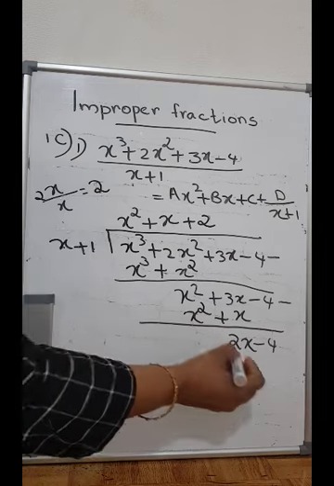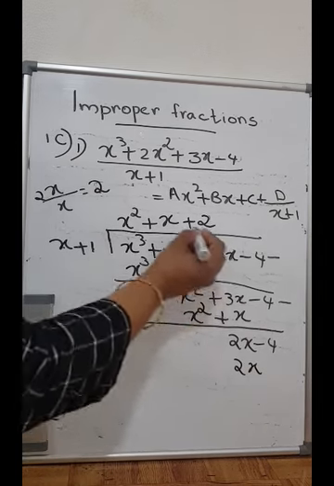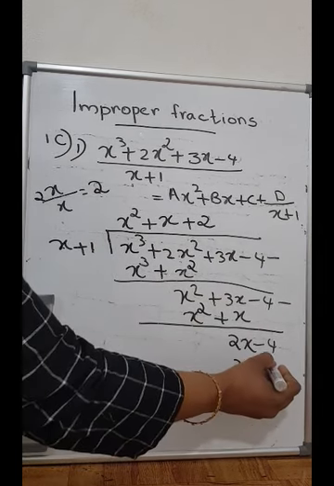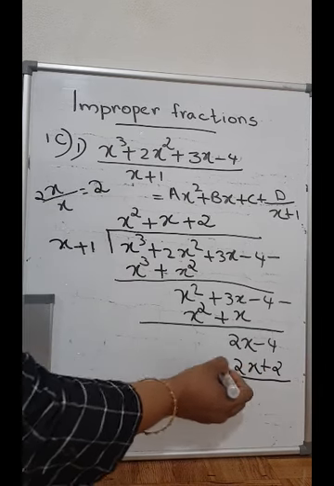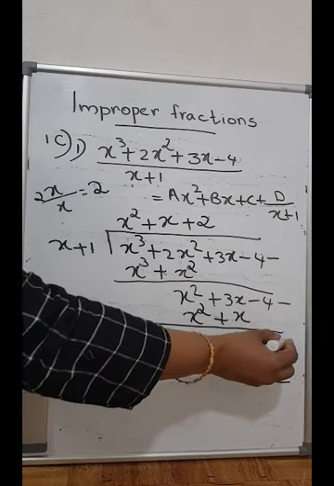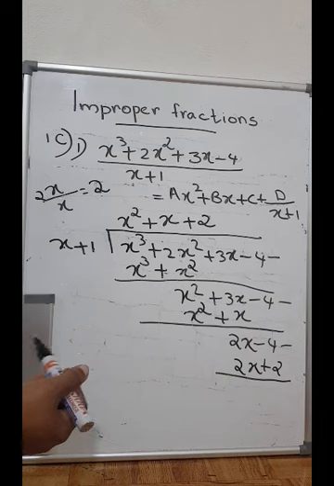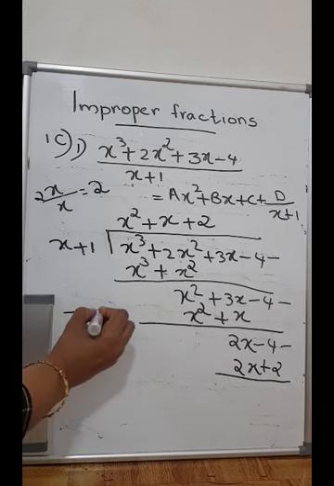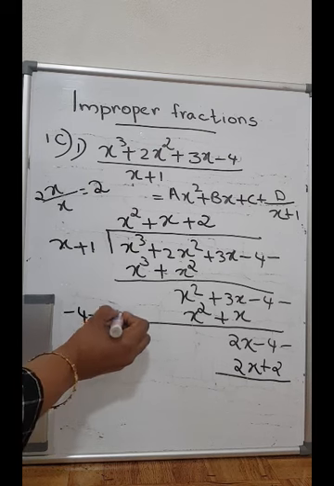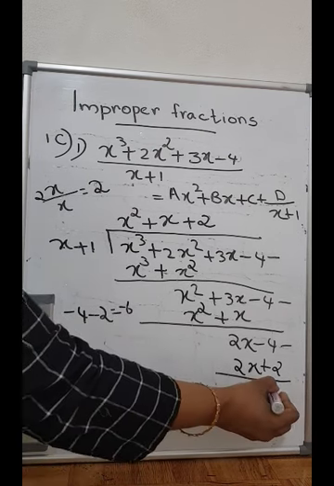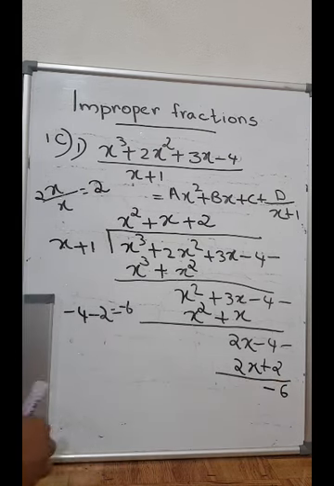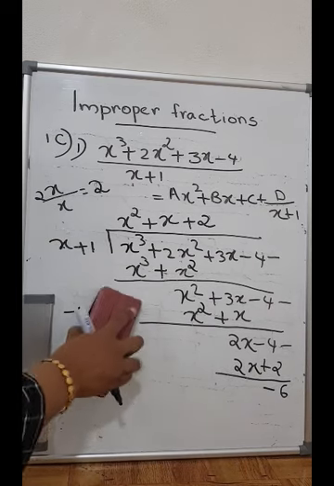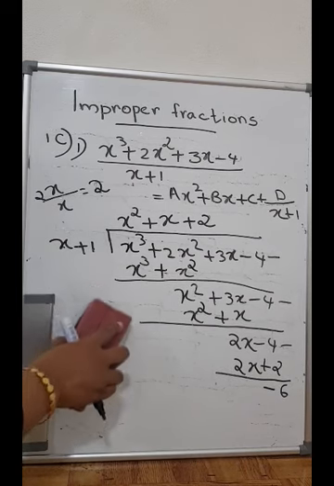2 times x, 2x. 2 times 1, 2. Subtract. 2x minus 2x is 0. Minus 4 minus 2, what's coming here? Minus 4 minus 2 is minus 6. So this is minus 6. Now our division is over.